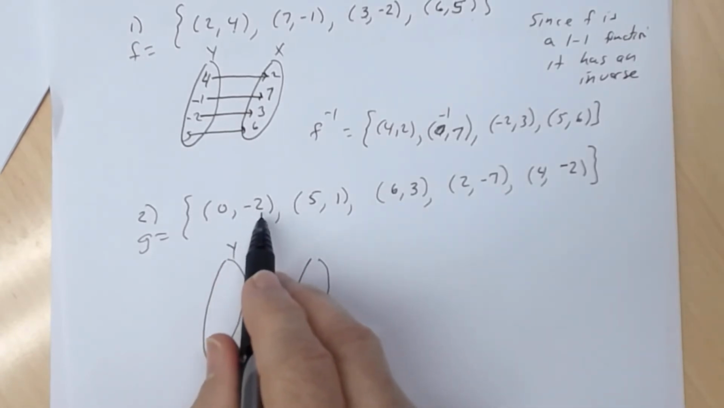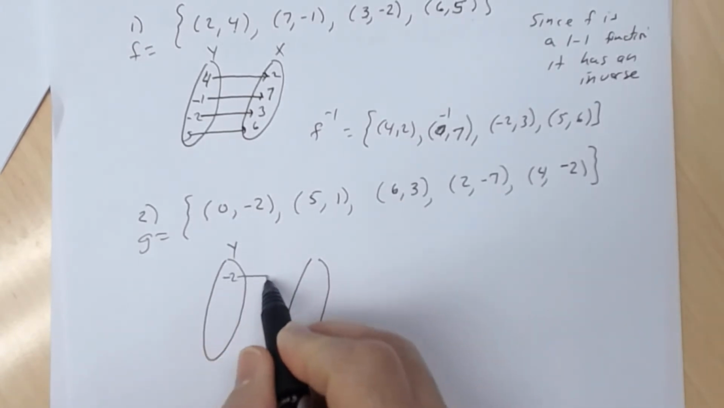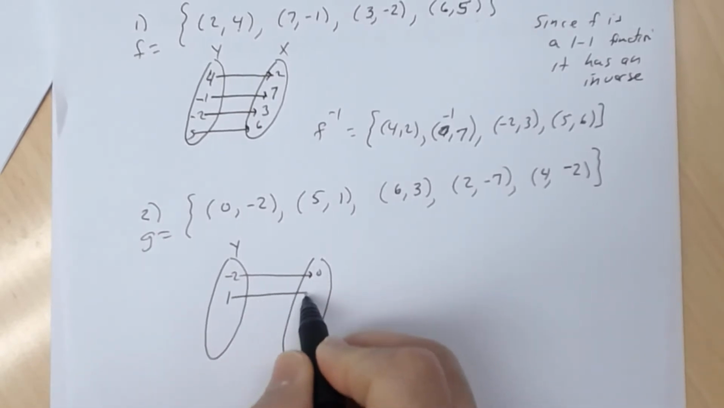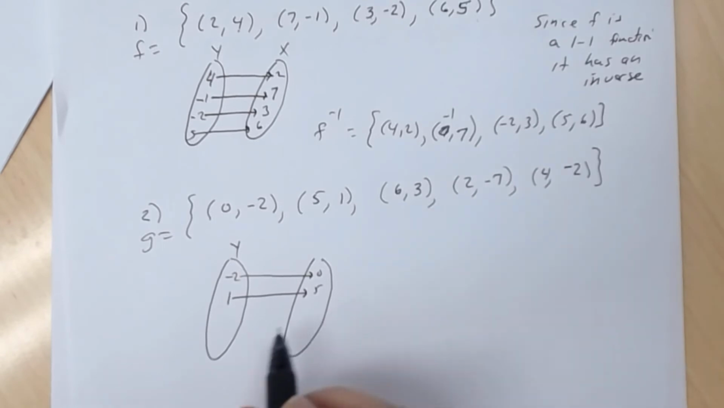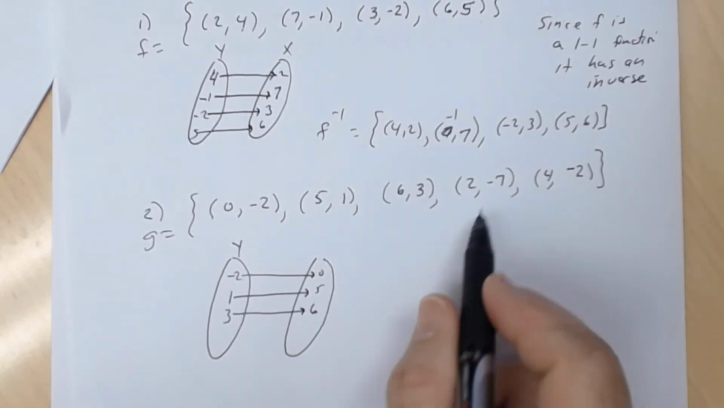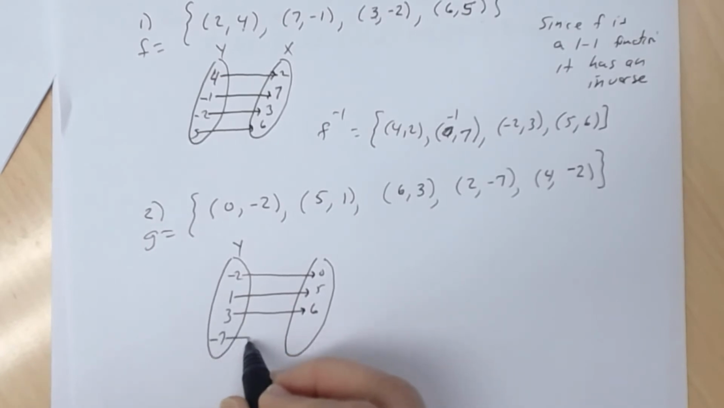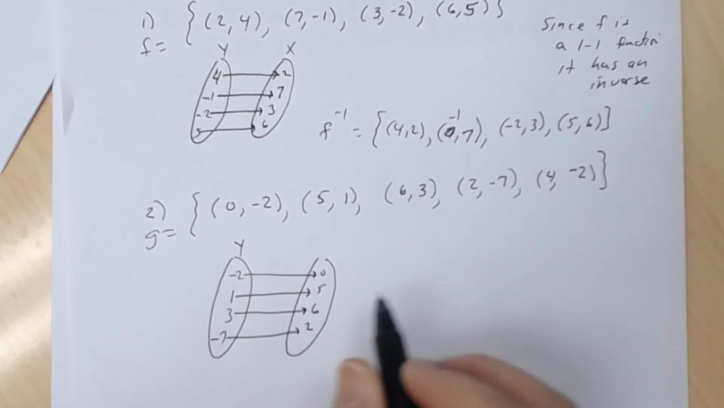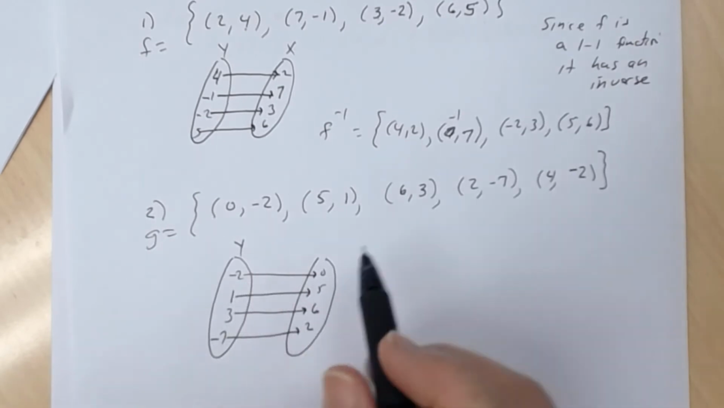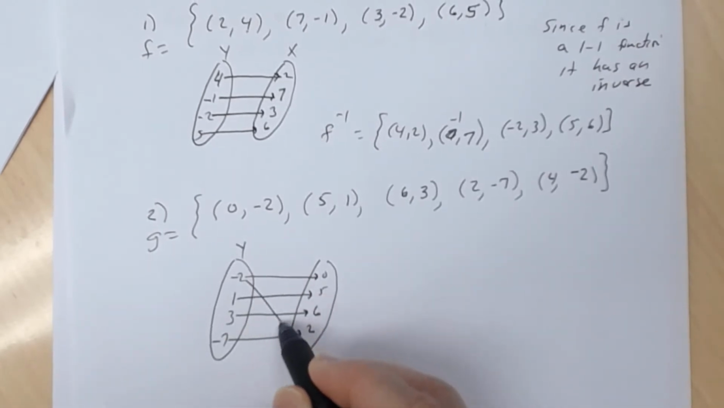So when y is -2, I get an x value of 0. When y is 1, I get an x value of 5. When y is 3, I get an x value of 6. When y is -7, I get an x value of 2. When y is -2, I also get an x value of 4.